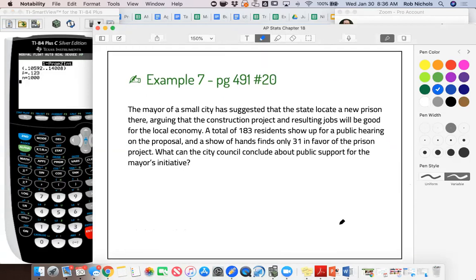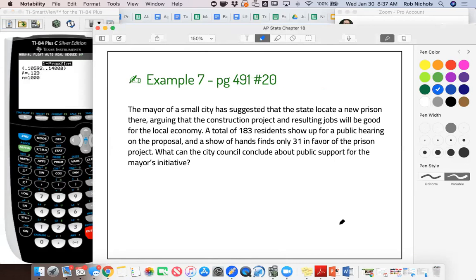All right, so this I think should be example 8. The mayor of a small city has suggested that the state locate a new prison there, arguing that the construction project and resulting jobs will be good for the local economy. A total of 183 residents show up for a public hearing on the proposal, and a show of hands finds 31 in favor of the prison project. What can the city conclude about the public support of the mayor's initiative?